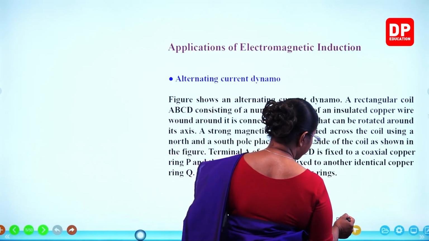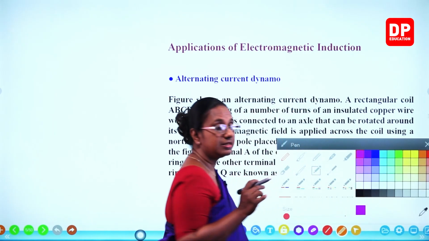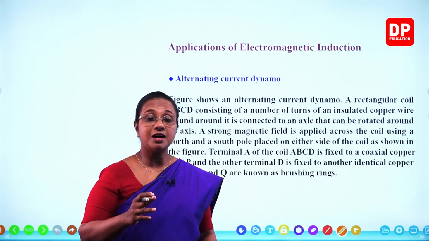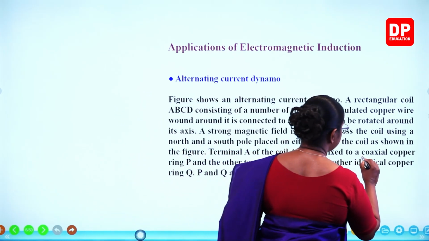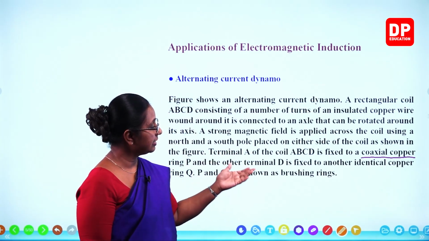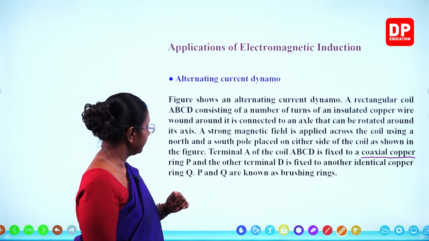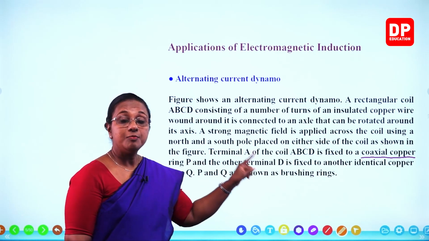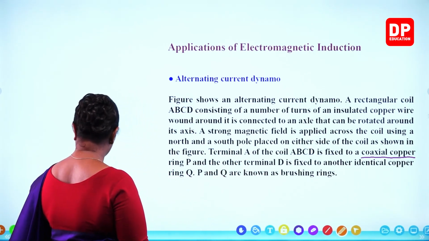When we say coaxial copper wire, that means it is a copper wire that has a metal covering that cuts out signal interference. So that is a coaxial copper wire. So this is a coil ABCD that is fixed to a coaxial copper wire ring P and the other terminal is fixed to the terminal D. I'll move to the diagram and then we will come back to this slide.